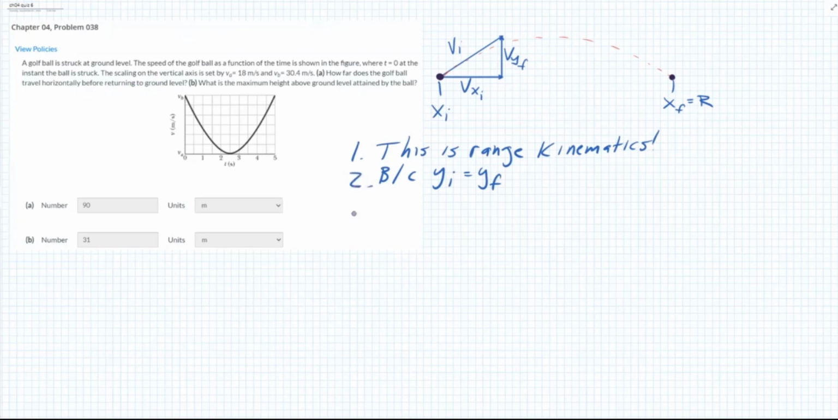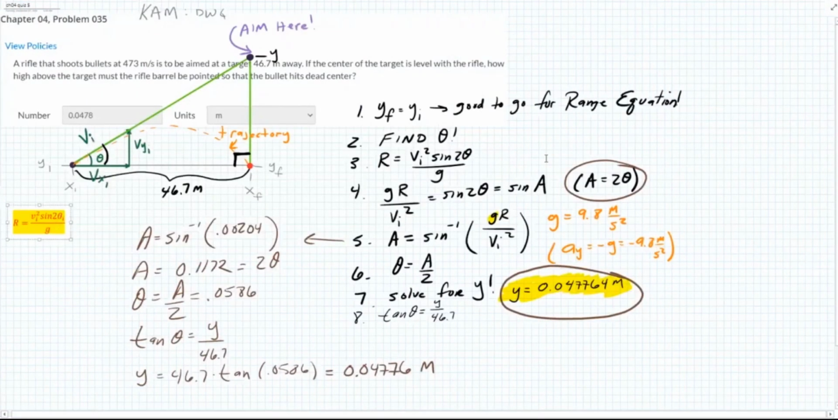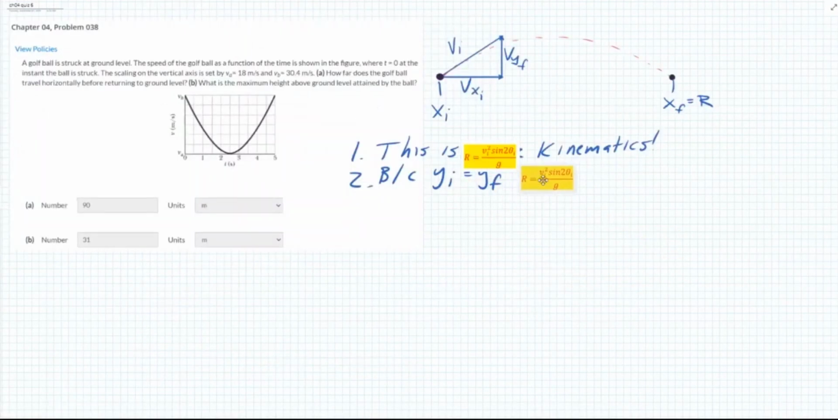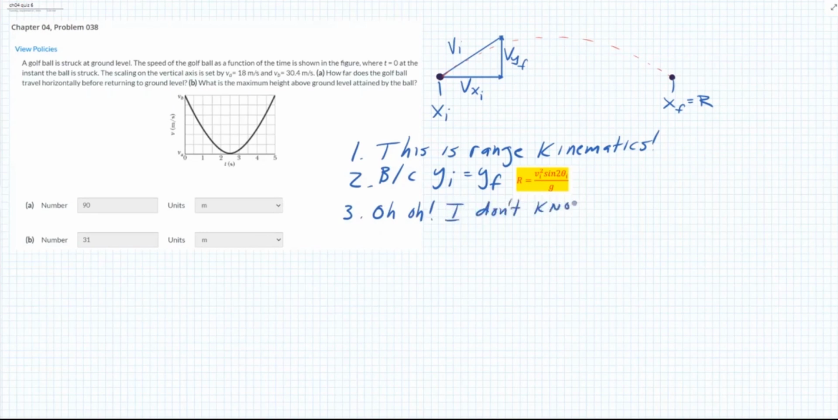That's my justification. So I'm just going to go back to this, take a copy of the range equation, which is right there. Can we reuse this? Is it going to be kind of that easy? Well, let's see here. No, it's not going to be that easy because I don't know theta. So number 3, I don't know theta. It was too good to be true.